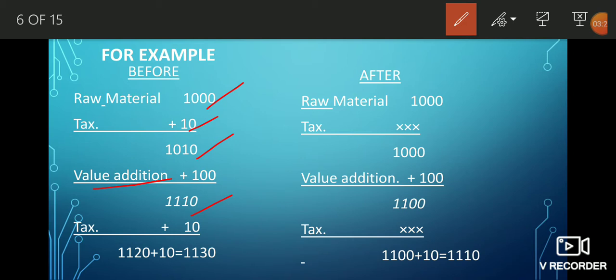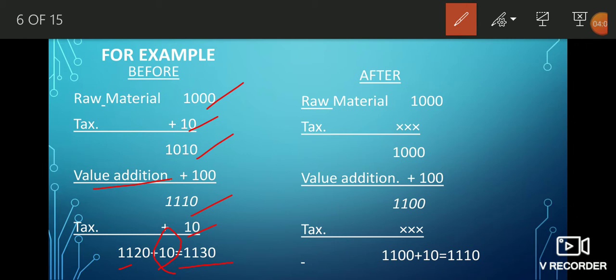Then before the introduction of GST, we have to pay the tax on value addition also. We pay 10 rupees on that value addition, means tax. So the final value becomes 1,120. And at last also when you sell it in the market, then we have to pay some tax. And when we sell, the final value becomes 1,130. This is known as cascading, means tax on tax. We have to go through multiple tax structures. You can see clearly, if we remove the cascading effect, the price of the product will automatically decrease.